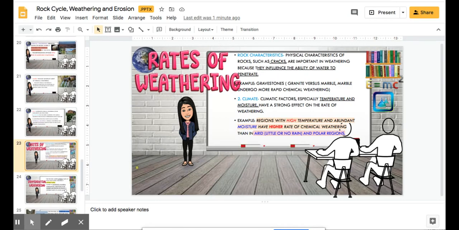The second factor is climate. Temperature and moisture have a strong effect on the rate of weathering. Regions with high temperature and abundant moisture have a higher rate of chemical weathering than arid, little or no rain, and polar regions.